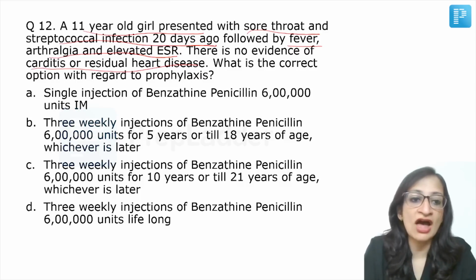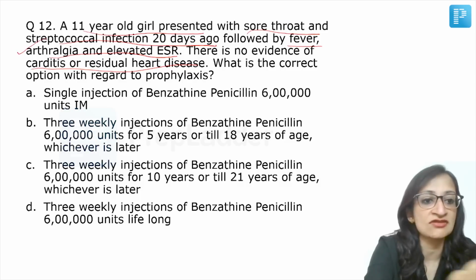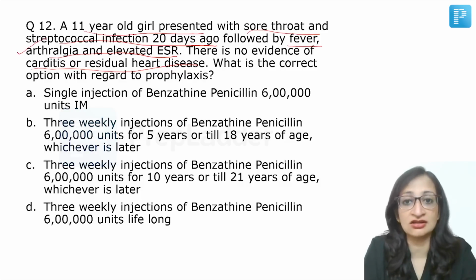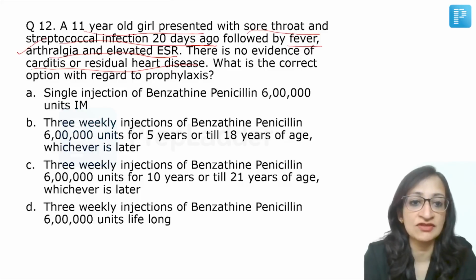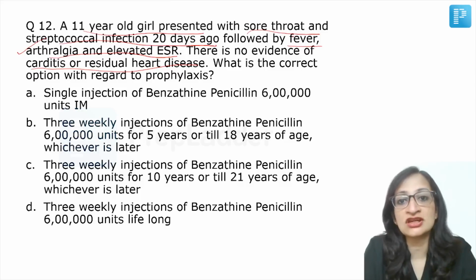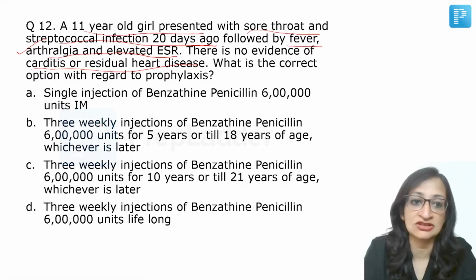So here, friends, the modified Jones criteria is being satisfied because arthralgia is there, which is a major criterion in countries with high prevalence of rheumatic heart disease. And two minor criteria, that is fever and elevated ESR, are there. So this is a case of rheumatic fever, and you need to start secondary prophylaxis in the form of injection benzathine penicillin. You also have the antecedent streptococcal infection mentioned here.